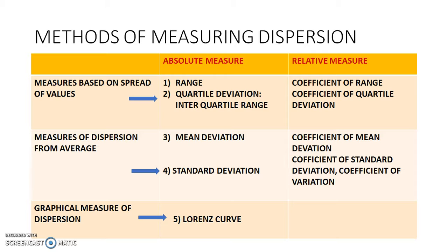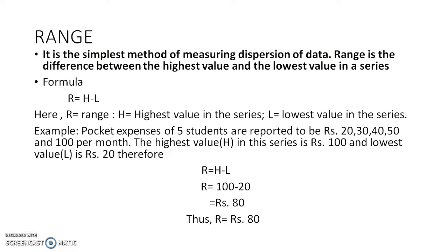There are different methods of measuring dispersion. First, based on spread of values, for example, range and quartile deviation, interquartile range, and their relative measures are coefficient of range and coefficient of quartile deviation. Second, measure of dispersion from average. There are two in this, mean deviation and standard deviation, and their relative measures are coefficient of mean deviation, coefficient of standard deviation, or coefficient of variation. Lastly, graphical measure of dispersion, Lorenz curve. Now we are going to concentrate on range and coefficient of range in this video.